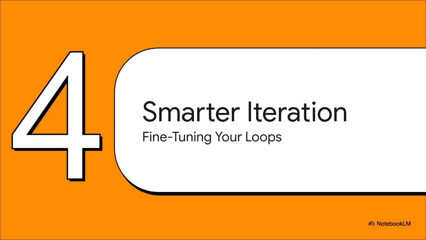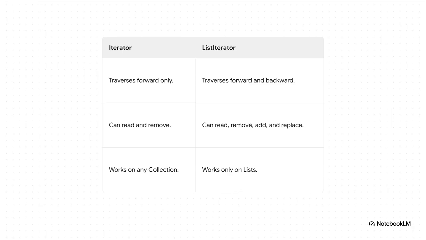So we have tackled the big performance traps and the scary concurrency crashes. Now let's zoom in a little and look at some smarter, more subtle techniques that can really fine-tune your loops for that last bit of efficiency and power. When a for-each loop isn't quite powerful enough, you'll reach for an iterator. But it's important to know you have options.